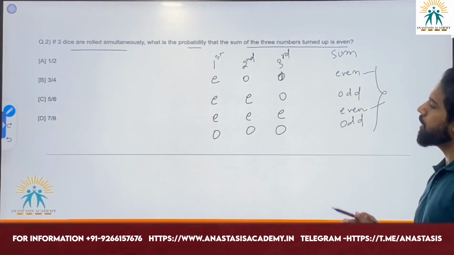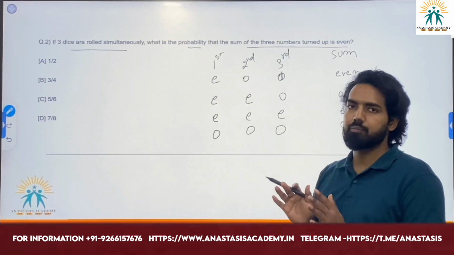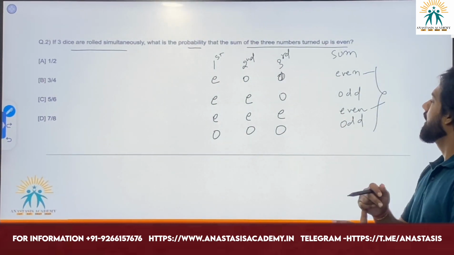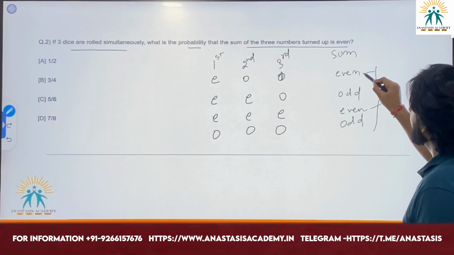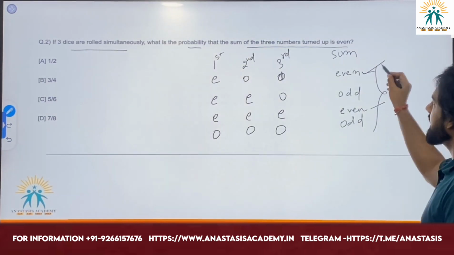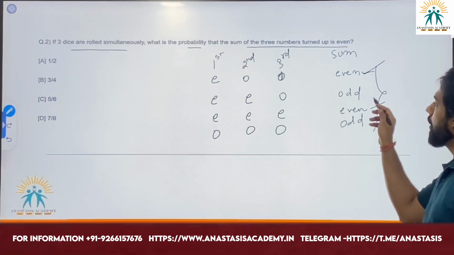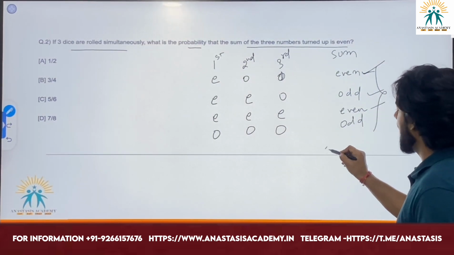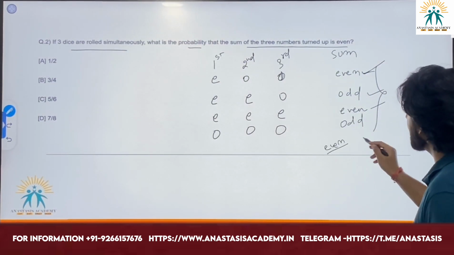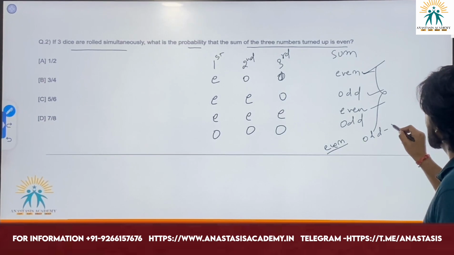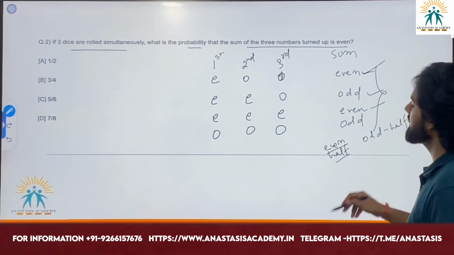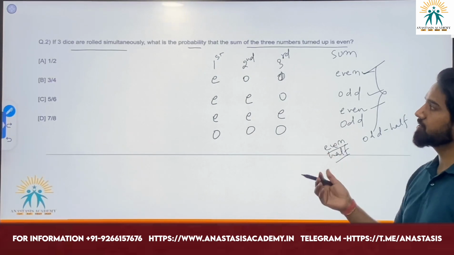So I can say out of the total sums that are possible, I would get either an even sum or an odd sum. So I can say half of the sums would be even and half of the sums would be odd. Yes, because all the numbers are equally likely. This die is not biased.